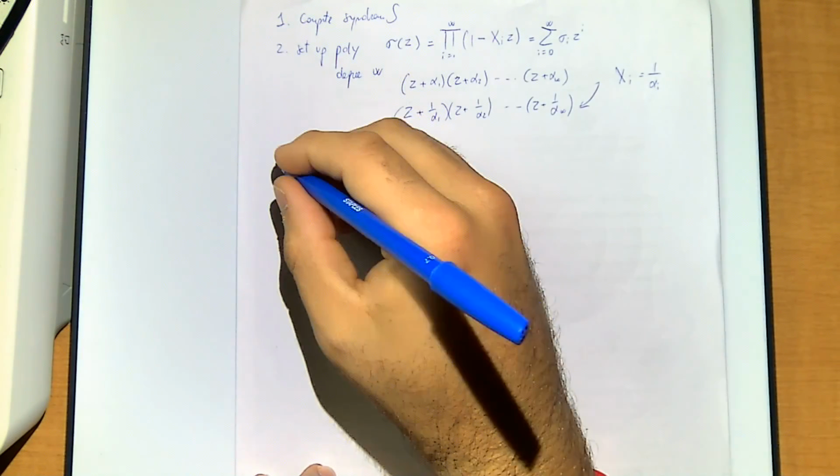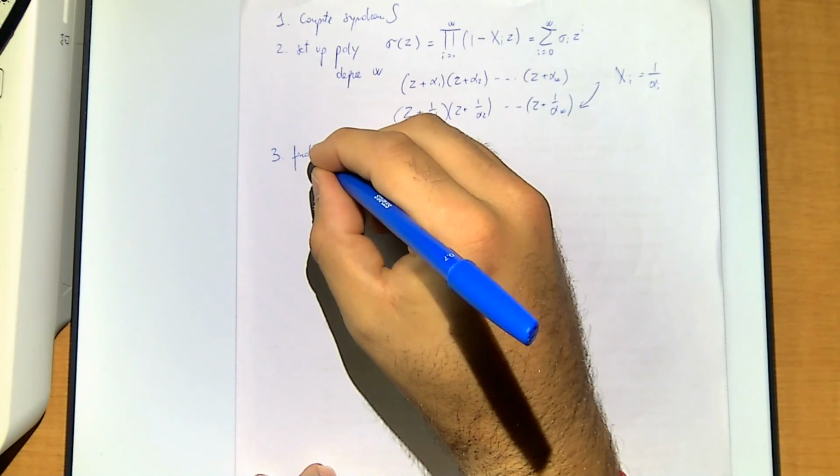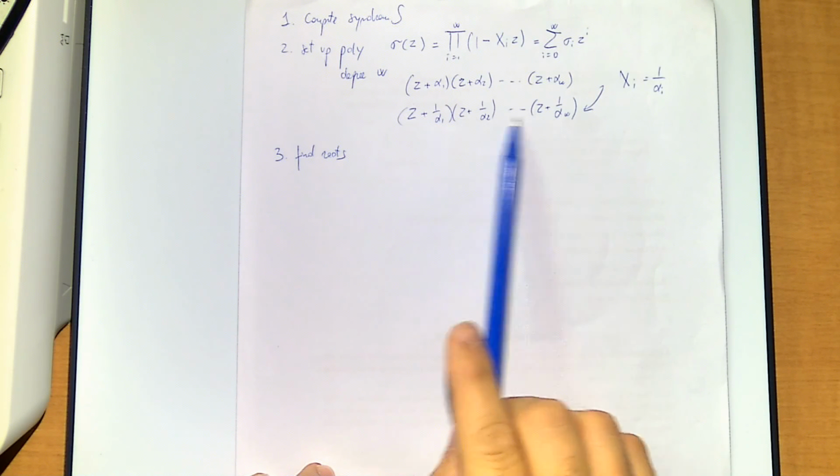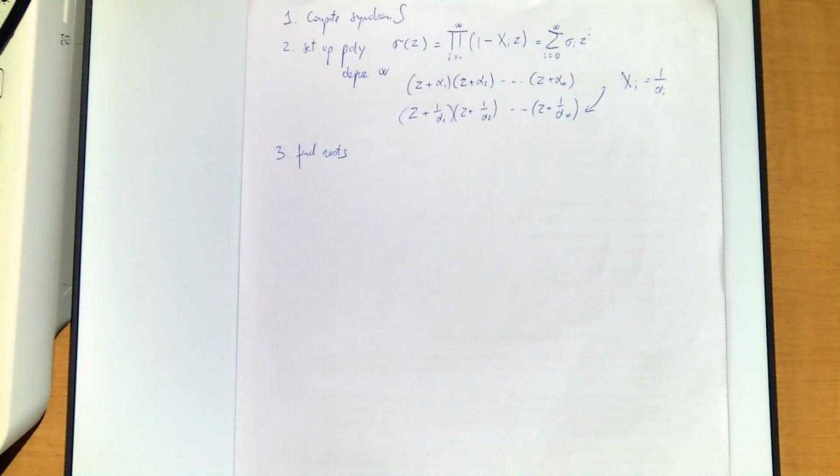So then I have to find the roots. And once I find the roots of this polynomial, the reciprocals of the roots are exactly the positions of the errors. So it's a generalization of the process that we had before.